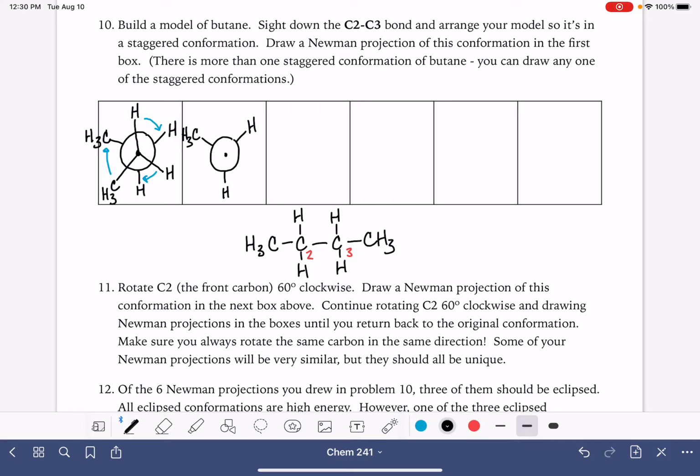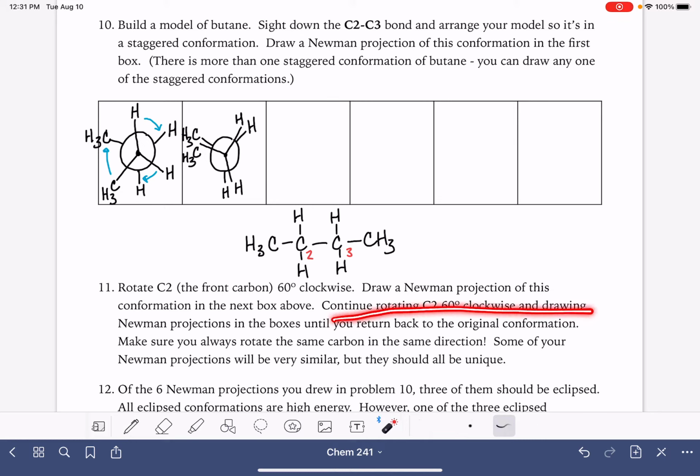And then here is my front carbon and my front carbon bonds. I've got one of them right here, one right here, and one right here. In my front carbon, I took that hydrogen on top and moved it over to the 2 o'clock position. I took the hydrogen that was right here and moved it into the down position. And this methyl group, I've moved up to the 10 o'clock position. So it's going to be a lot of letters smushed in there.